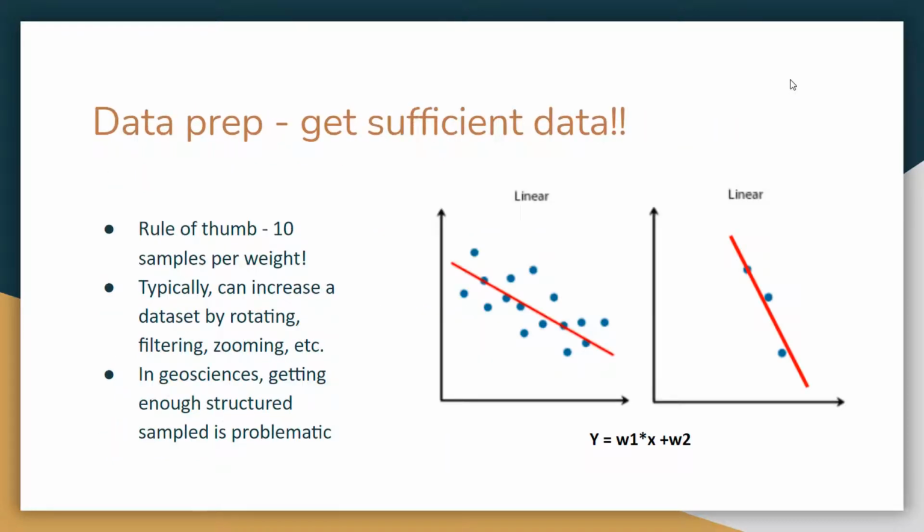So, data prep. The first step, and this is the most important, is to get sufficient data. Maybe if you're doing a random forest, if you only have 1,000 samples, you could probably get away with that. I mean, that's totally fine. But if you're doing a CNN or a neural network, you need to train a lot of weights. So you're probably going to need several thousands or more samples.